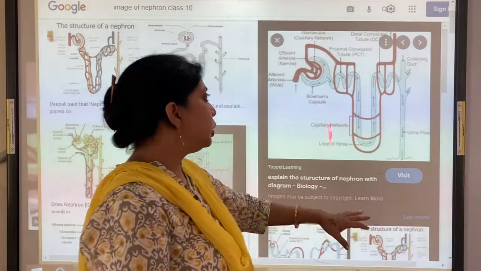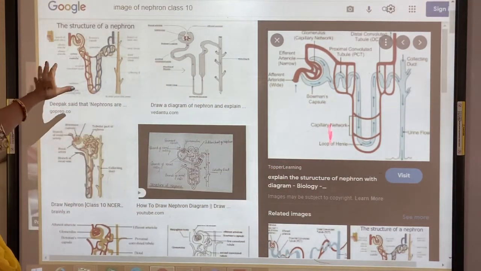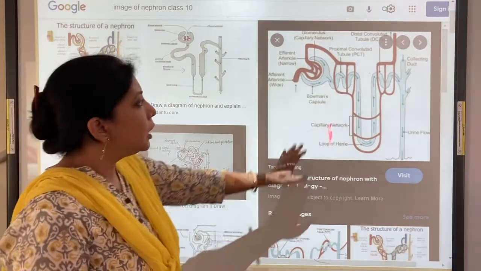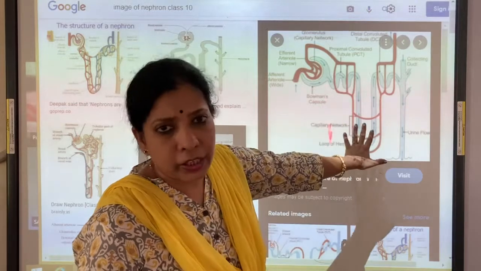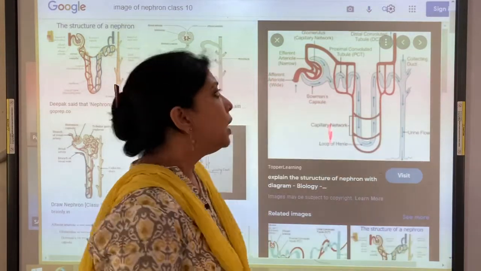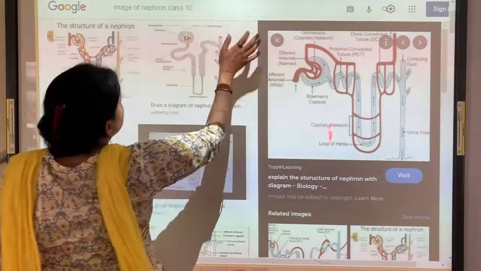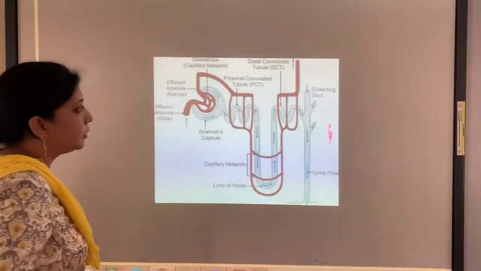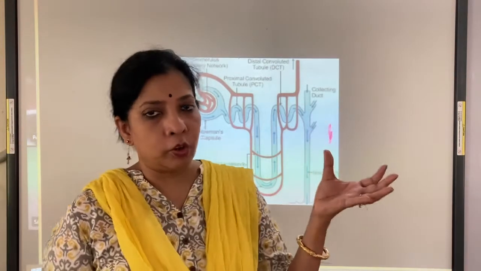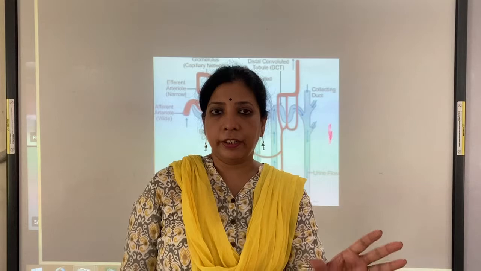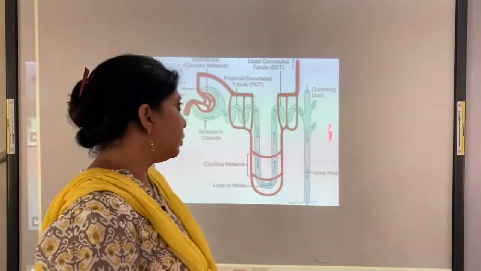So we know that the unit of the excretory system is the nephron. There are lots of pictures. This one is in much more detail and easy to understand, so I have taken this picture. Let us go into detail about this picture. I have enlarged it. Now this is the single unit of the kidney, the excretory system, and it is a nephron.